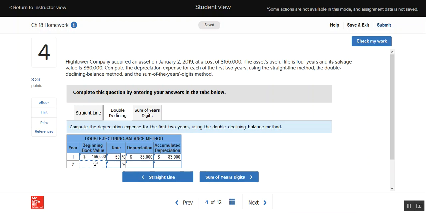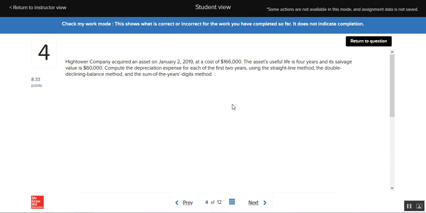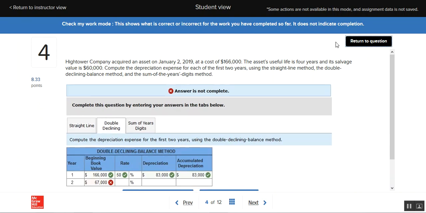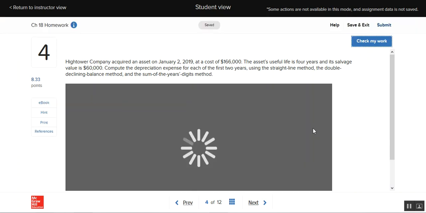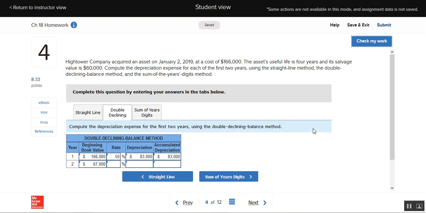Sometimes these charts aren't really helpful. I guess the beginning book balance at this point is what it is at the beginning of this year. Let's see if that works. Nope. Did I do my math wrong? Oh, it's $83,000. We took half of it away. I just can't add. All right, let me try that again.